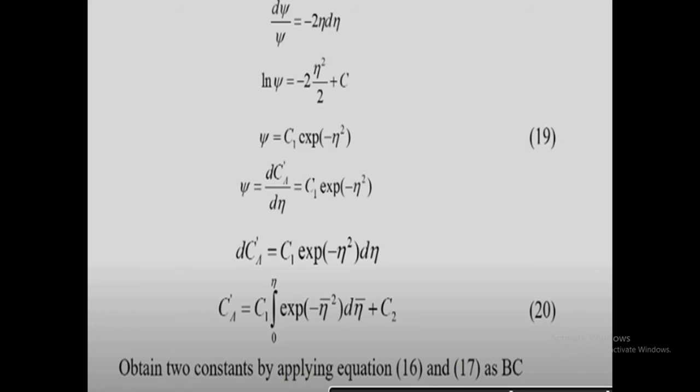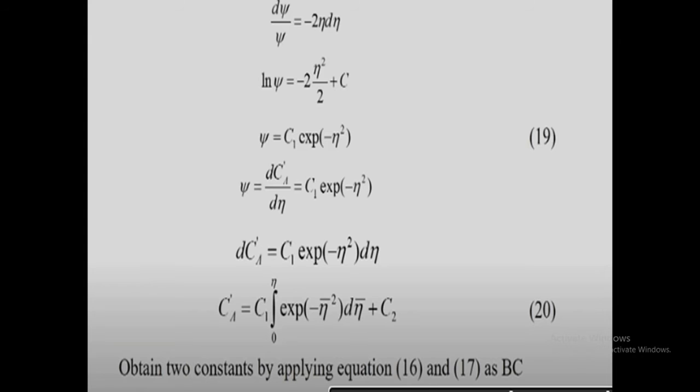So psi is equal to dCA dash divided by d eta. We have introduced it here. This is right. We assigned the value, that is psi, equal to c1 exponential of minus eta square. Here dCA dash is equal to, rearranging the expression, c1 into exponential of minus eta squared into d eta. So integrating the LHS and RHS, CA dash is equal to c1 integration of 0 to eta exponential of minus eta squared d eta plus c2. Okay, so this is the integration part.